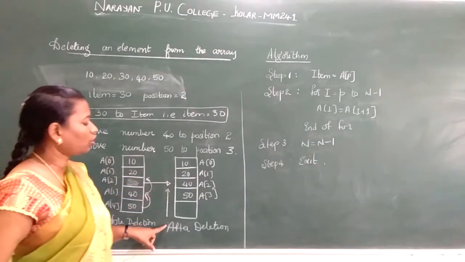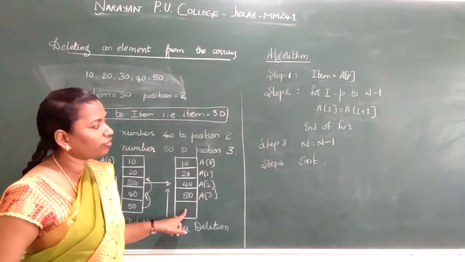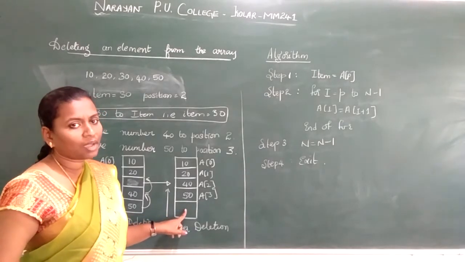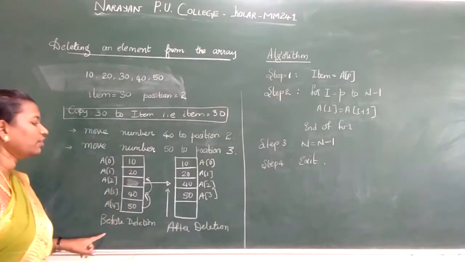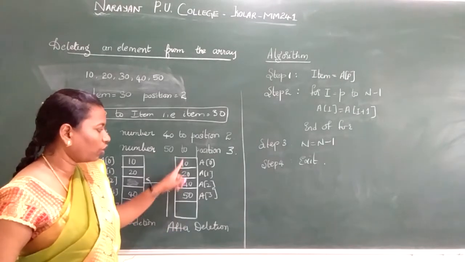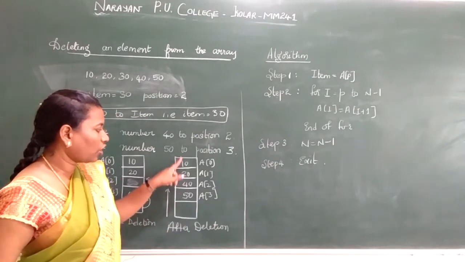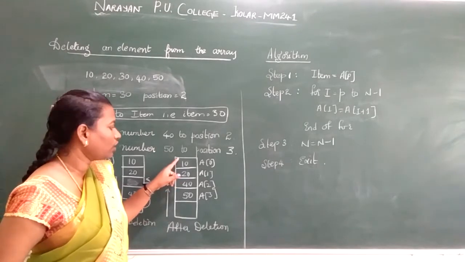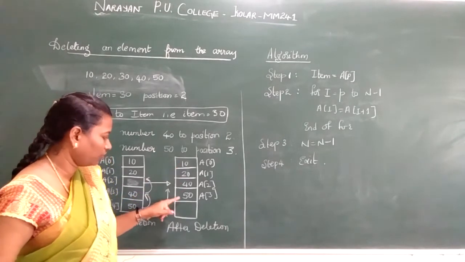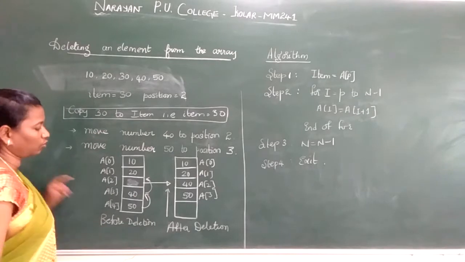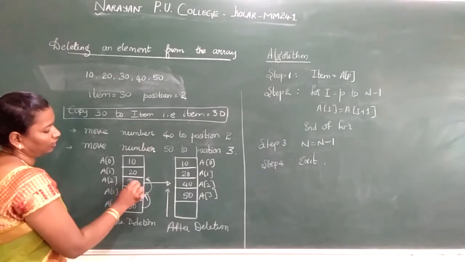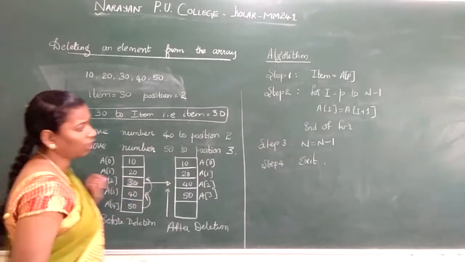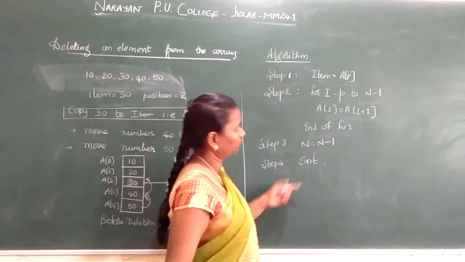So as a result of this, your number of elements n will become n minus 1. Initially it was 5, so 5 minus 1 it will be 4. Now after deletion, see, your array elements are reduced by 1, so 10, 20, 40, 50. Before the deletion it was 10, 20, 30, 40, 50. Okay. Now let me trace the algorithm.